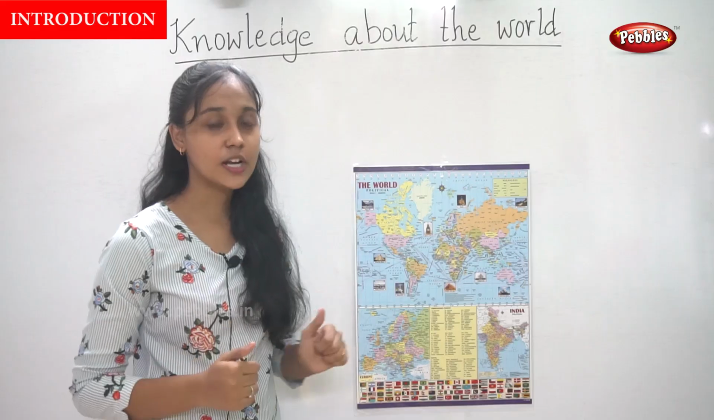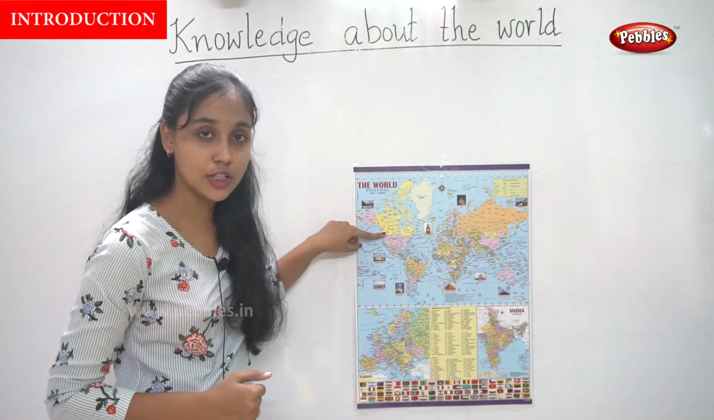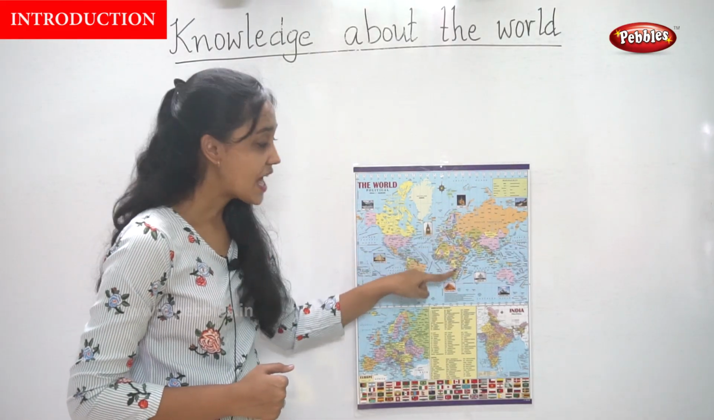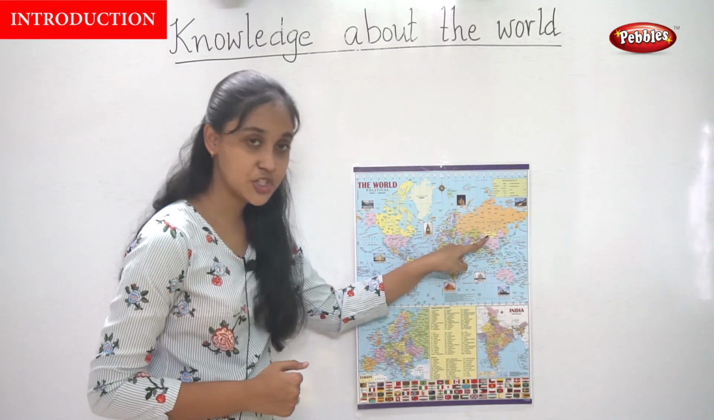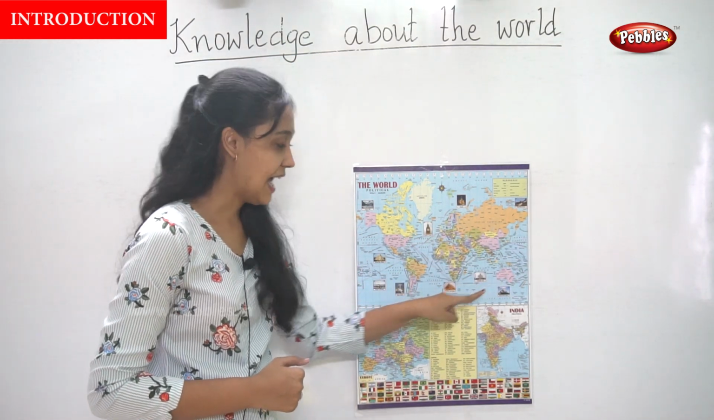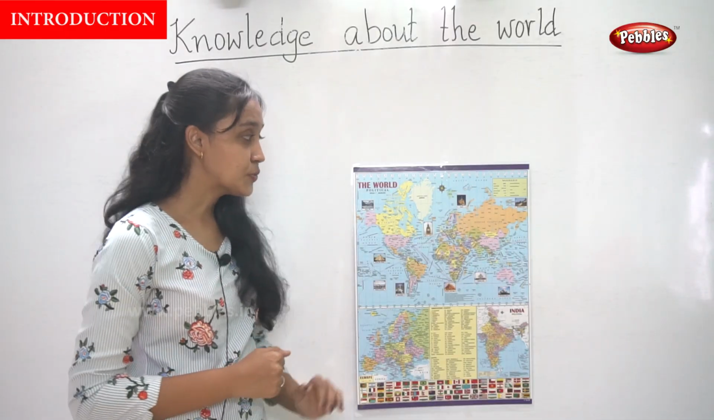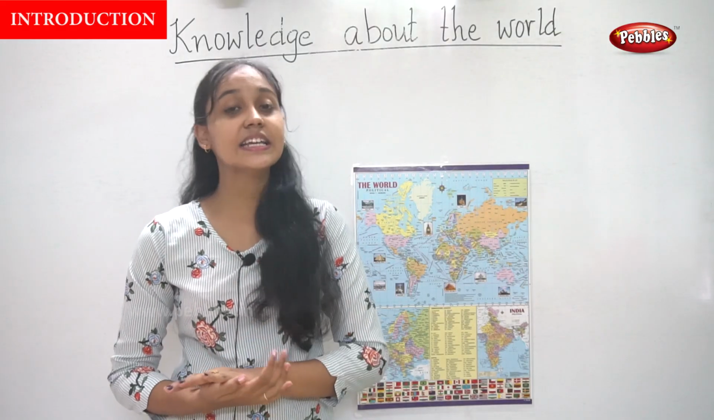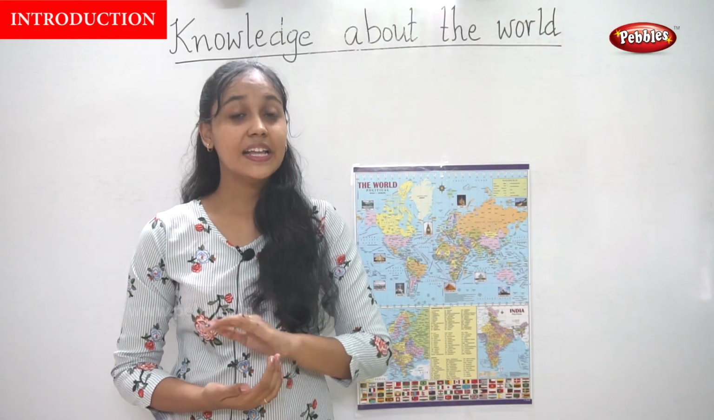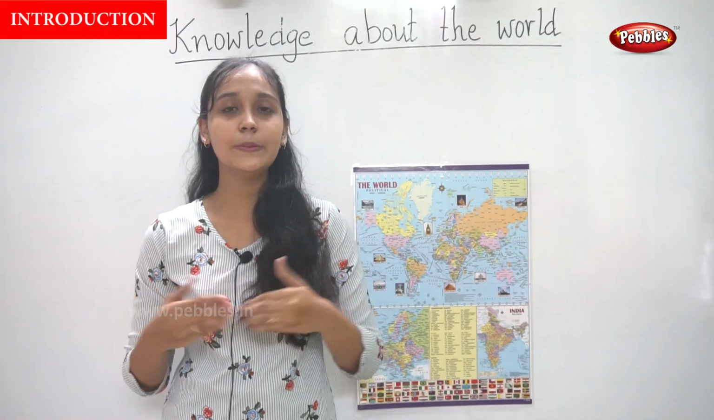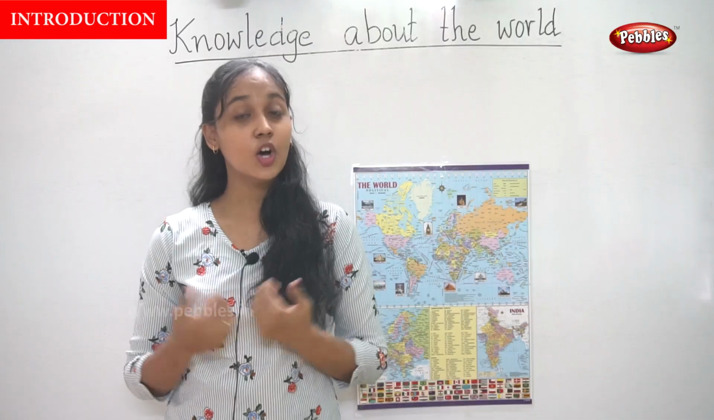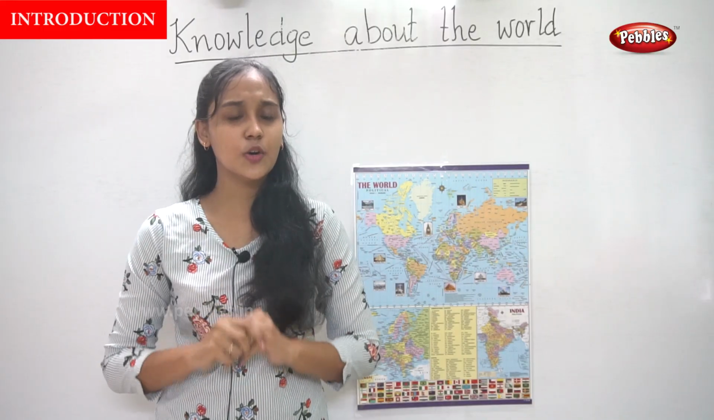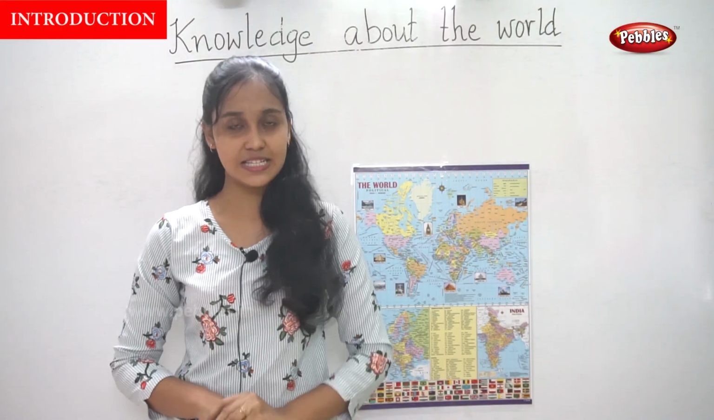So once again, what are the names of the continents? North America, South America, Europe, Africa, Asia, Australia and Antarctica. So we are going to be learning about each of these continents and the countries in each continent, their capital. Then we will also be learning about the people there. What language do they speak? What culture do they follow? And what are their food habits? So we are going to learn a lot about each of these countries.